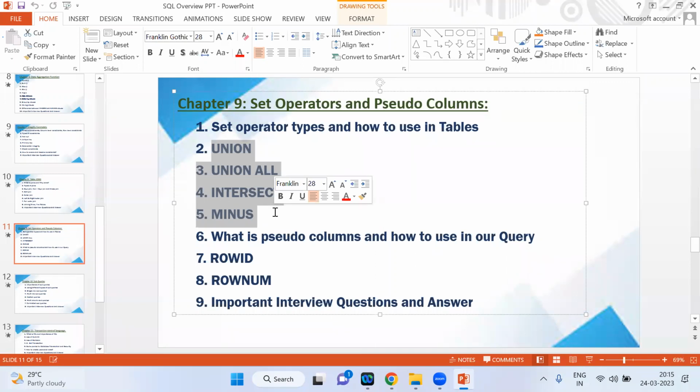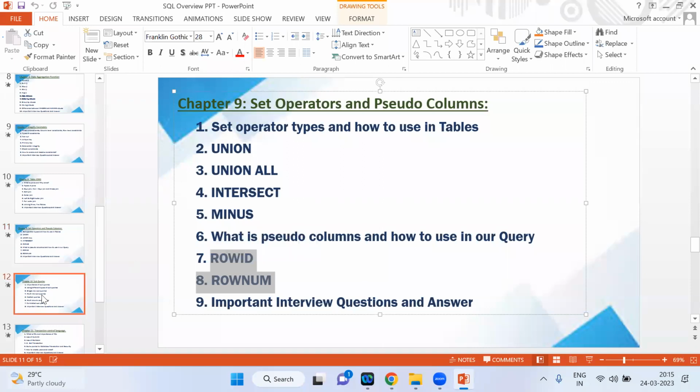So you can combine two sets of numbers using union all, intersect, minus. Those things we learn here as part of the SQL syllabus. How can we use this union all, intersect, minus in SQL? We learn that. Then we'll learn row ID. So what is row ID and row num? All these things we learn.